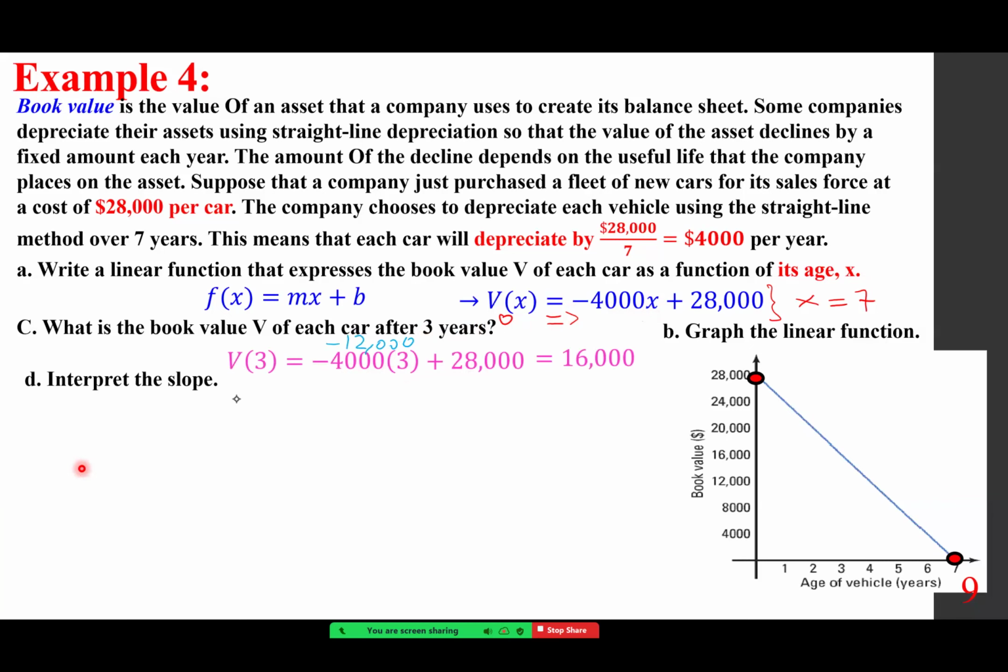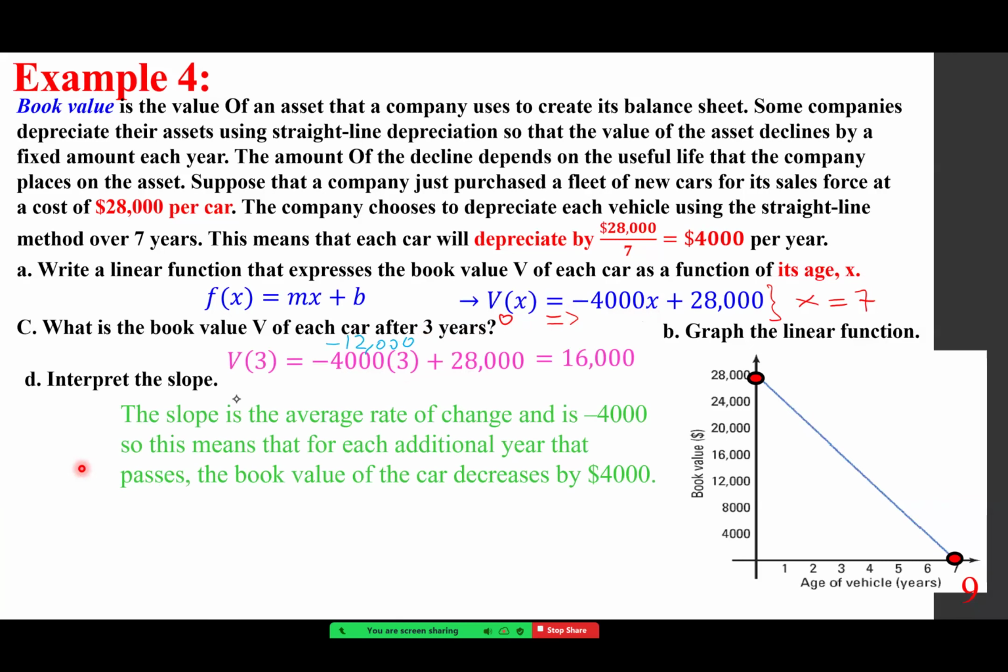Interpret the slope. What does that mean? The slope is the average rate of change and it's negative $4,000. So this means that for each additional year that passes, the book value of the car decreases by $4,000.